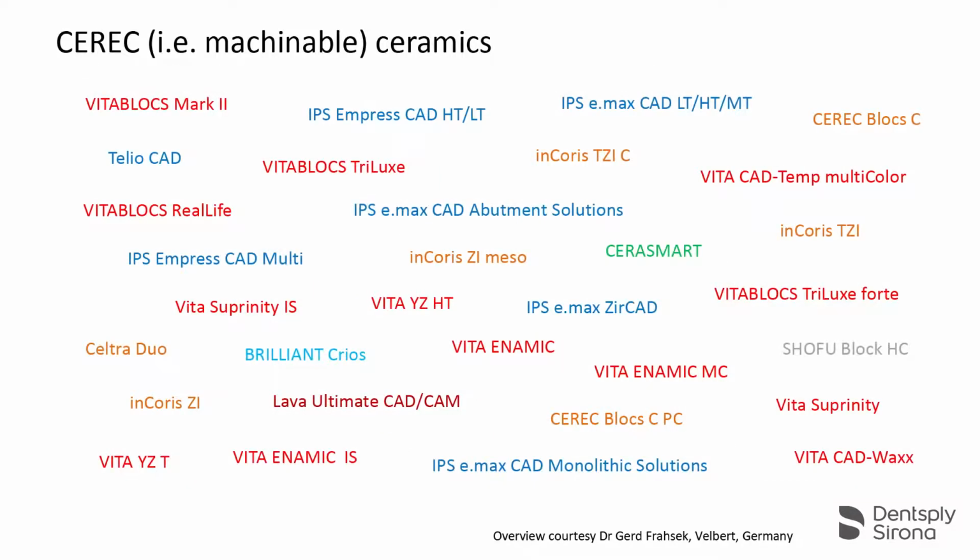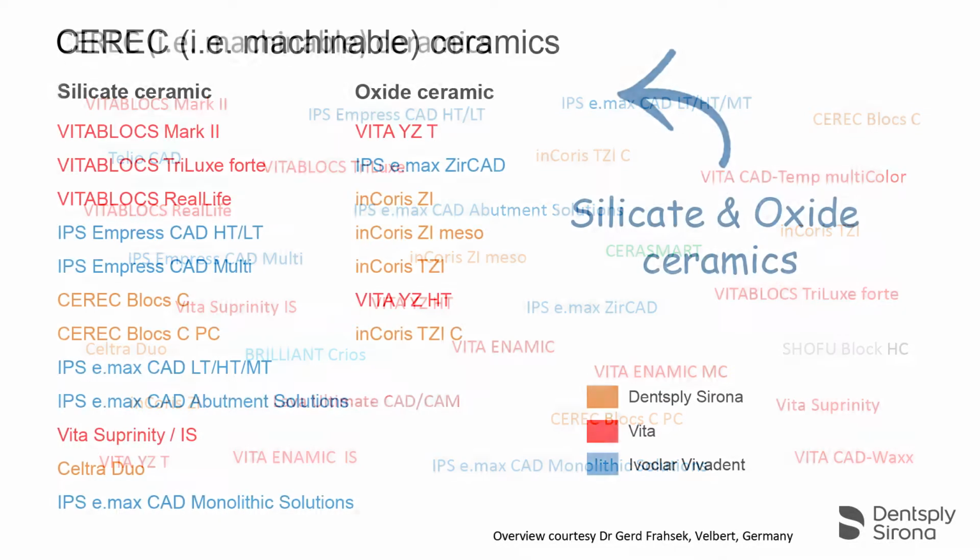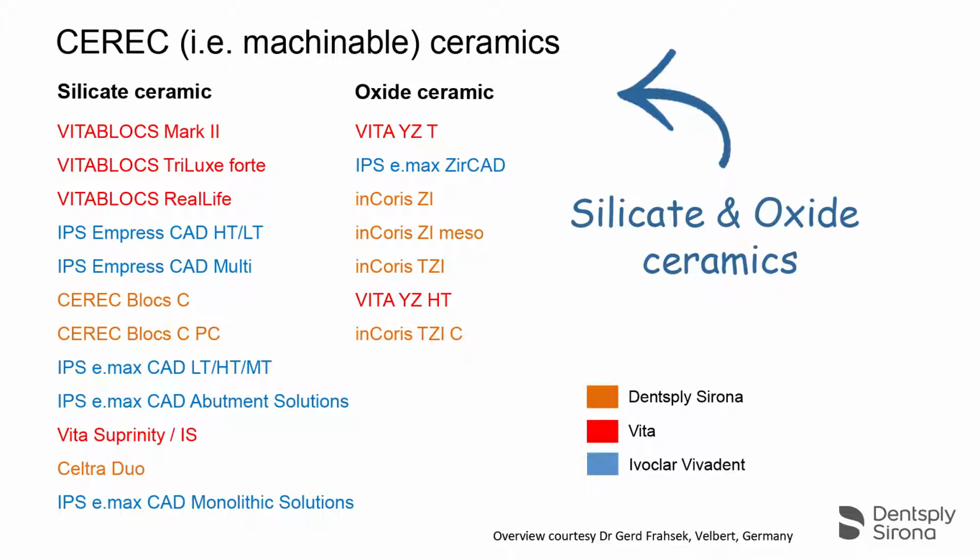There is an almost incalculable number of ceramics available on the dental market. Which of these ceramics have a low flexure strength and which a high? Which must be luted using an adhesive cement and which not? Fortunately, the majority of products can be divided into only two groups. Either the product is a so-called silicate ceramic or an oxide ceramic.